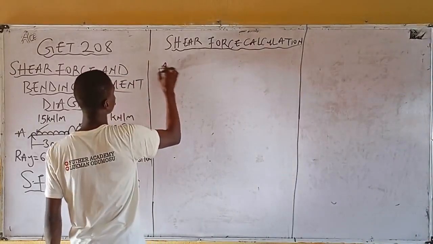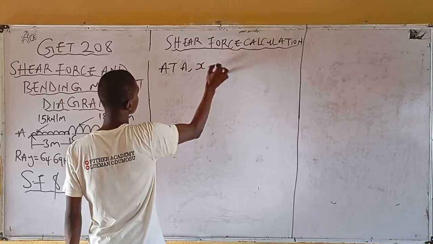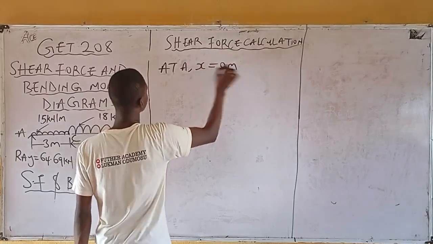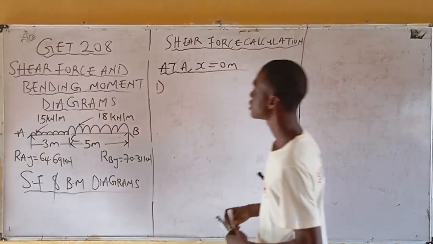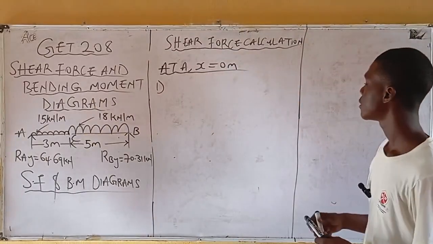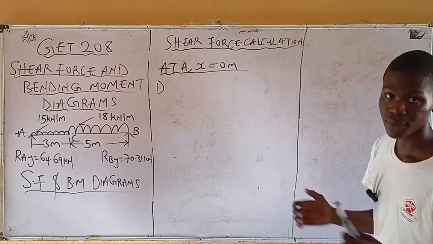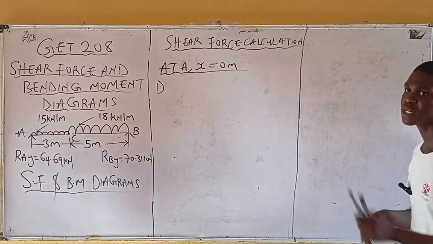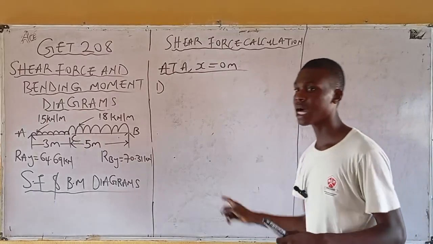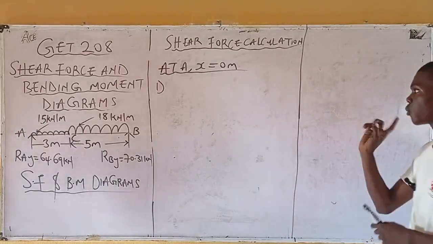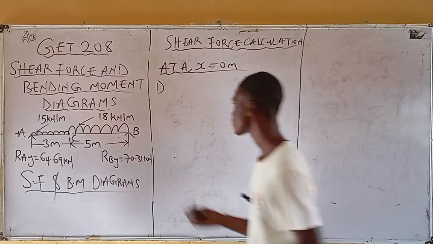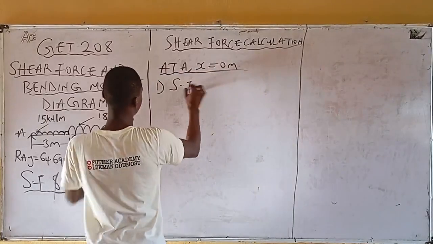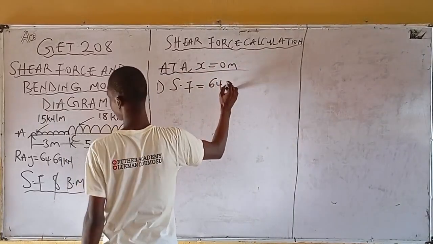At A, x is equals to what? 0 meter. What's the value of shear force? 64.69. Bending moment is different from shear force. At A, x is equals to 0 meter. What's the value of shear force? 64.69.